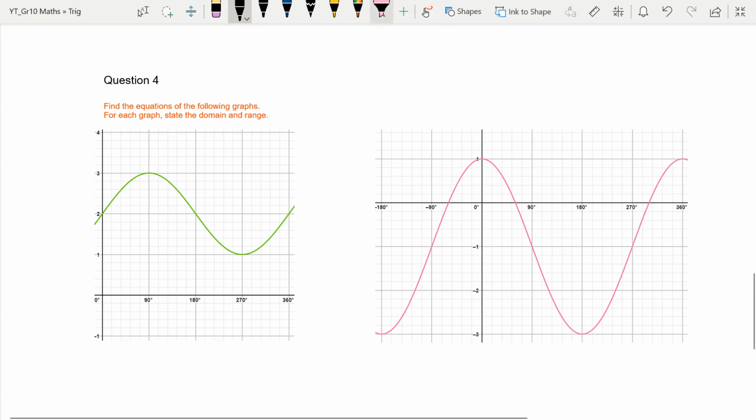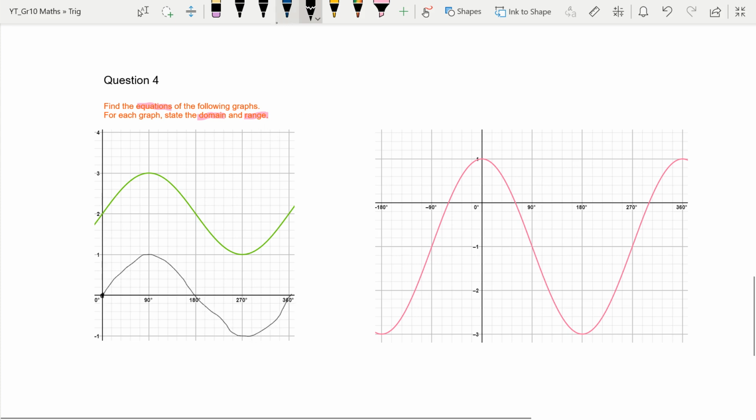Last question. Find the equations of the following functions. So we've got those two graphs there, and we need to find the equations, and then for each graph we need to state the domain and the range. We learned about this idea when we did functions. So let's look at the first one there. I think we can definitely rule out a tan graph for this one. I'm going to draw just a rough sketch of my basic sine graph, which starts at 0, goes up, turns, cuts, turns. Okay, so there's my basic sine graph.